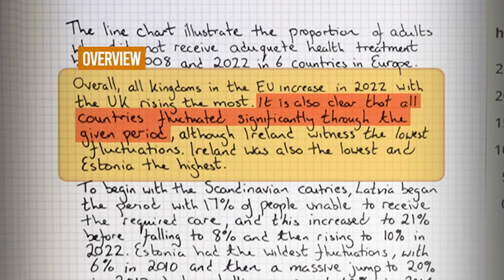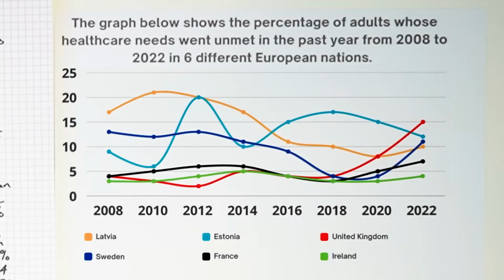Next sentence, it is also clear that all countries fluctuated significantly through the given period. Is that actually true? No. So 3 countries did fluctuate significantly, Latvia, Estonia, and Sweden. You can see that there are very large swings in their data. But if we look at the UK, Ireland, and France, there's not a huge amount of variation.